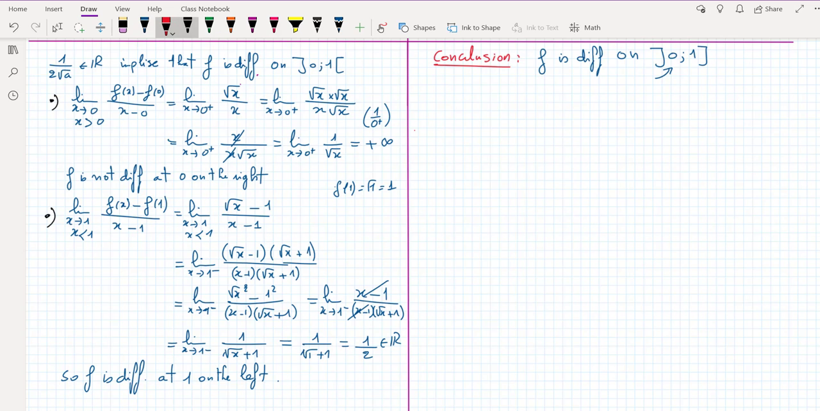Definition number 3. Now let's define the derivative function. Let f be a differentiable function on an interval I.